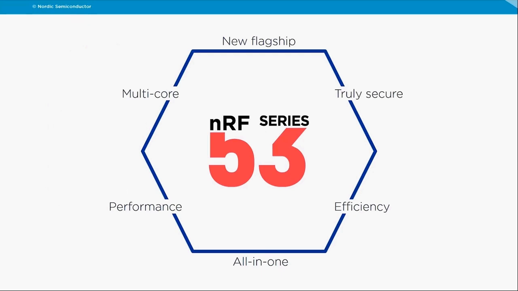Now it's time to do something new, and that's why I'm extremely glad that you are all here to meet our new flagship SoC, the nRF5340. This is a dual-core Bluetooth 5.2 SoC supporting Bluetooth Low Energy, Bluetooth Mesh, NFC, Thread and Zigbee. It brings all the great features from the nRF52 series that we all know and love, while also adding many more features.